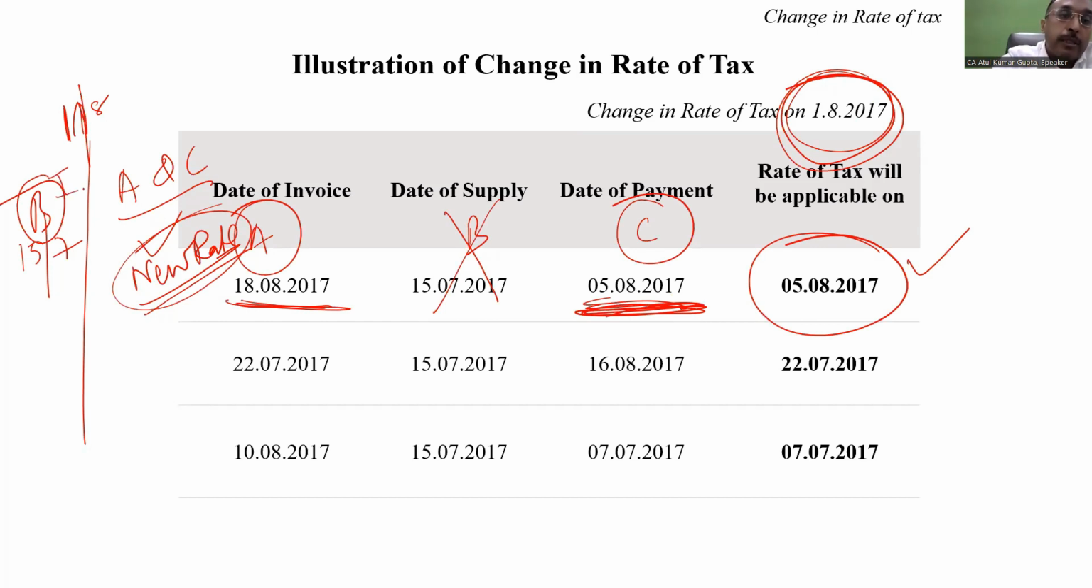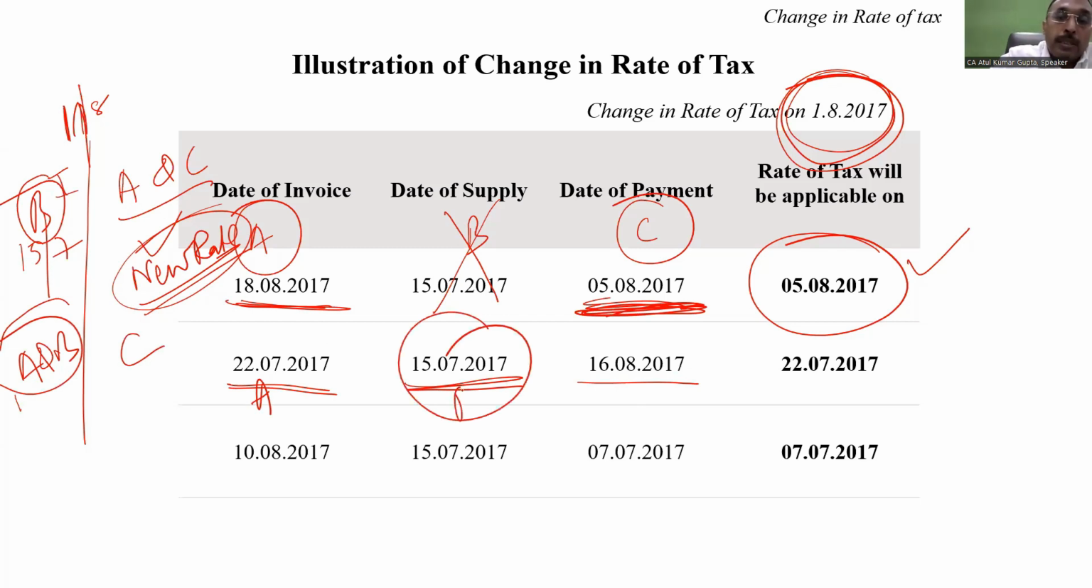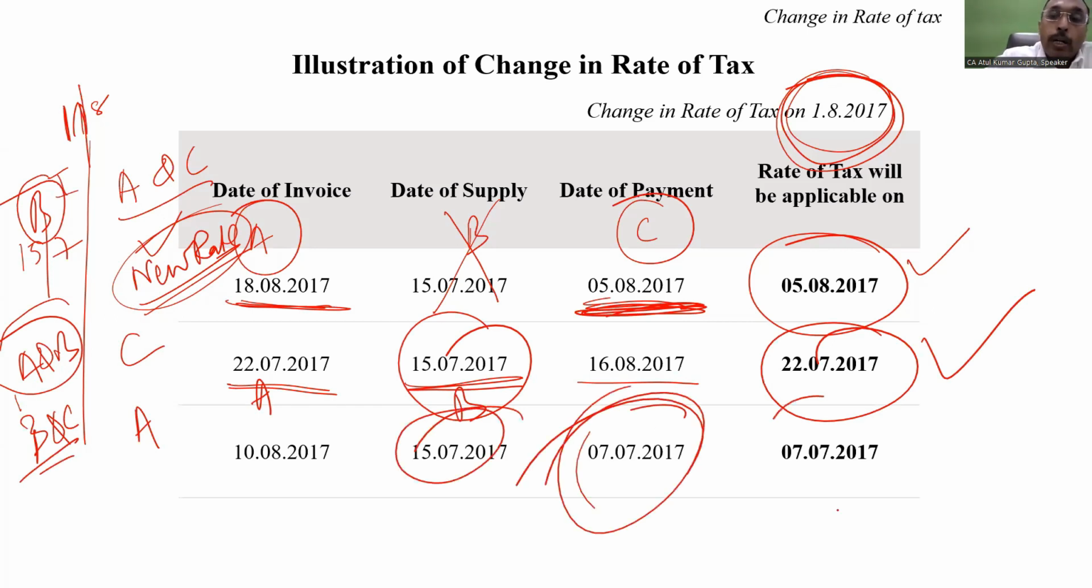Let us learn the second case. In the second case, 22nd July, meaning thereby A is falling this side, B is also falling this side, and C is falling on the right hand side. Two votes are here, meaning it's A or B, so the old rate will be applicable. Now here in this case, A will fall this side, B and C will fall this side, so the old rate will be applicable.